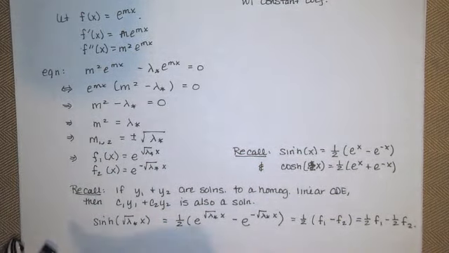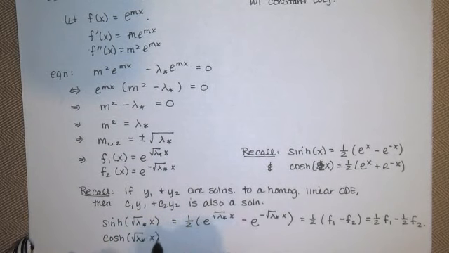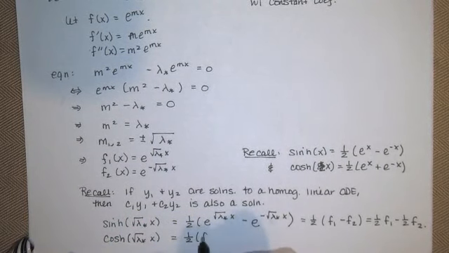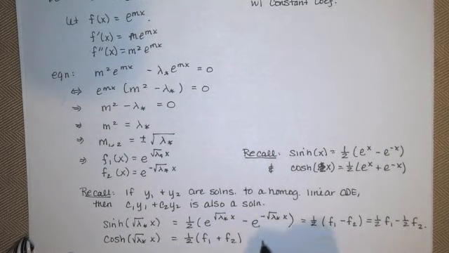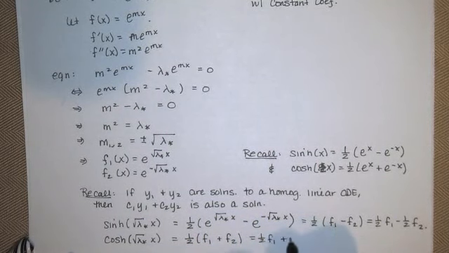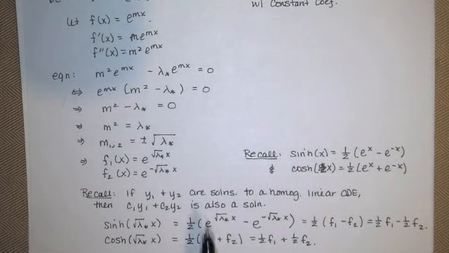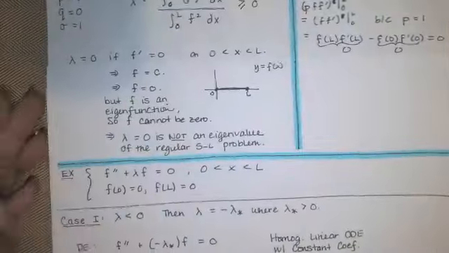Similarly, the hyperbolic cosine, that's going to be 1/2 of the first function plus the second function. So we could use these two linearly independent solutions to form our general solution to the differential equation. But in this case, it's going to be helpful to use these two solutions as our two linearly independent solutions to the differential equation. So we'll call this F1 and that F2 if we want to, or we will just write down the general solution of the differential equation now.